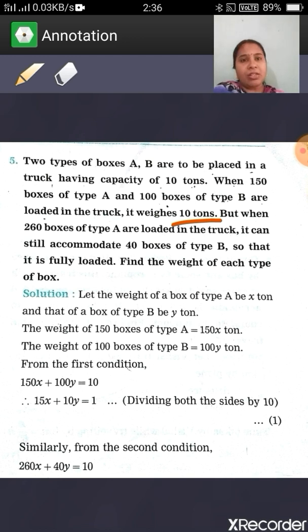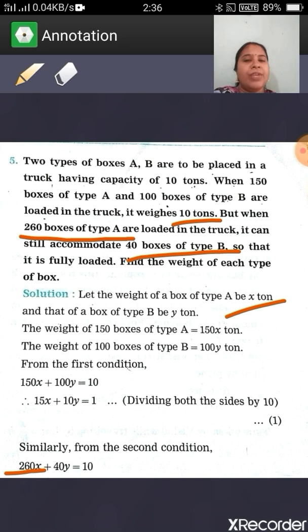Now in this, all the quantities are expressed in tons. So similarly, the next part of the question, look at it. But when 260 boxes of type A are loaded in the truck, so of type A there are 260 boxes. One box weighs X ton. So 260 boxes will weigh 260x. Similarly, it will still accommodate 40 boxes of type B. So how many boxes of type B? 40.